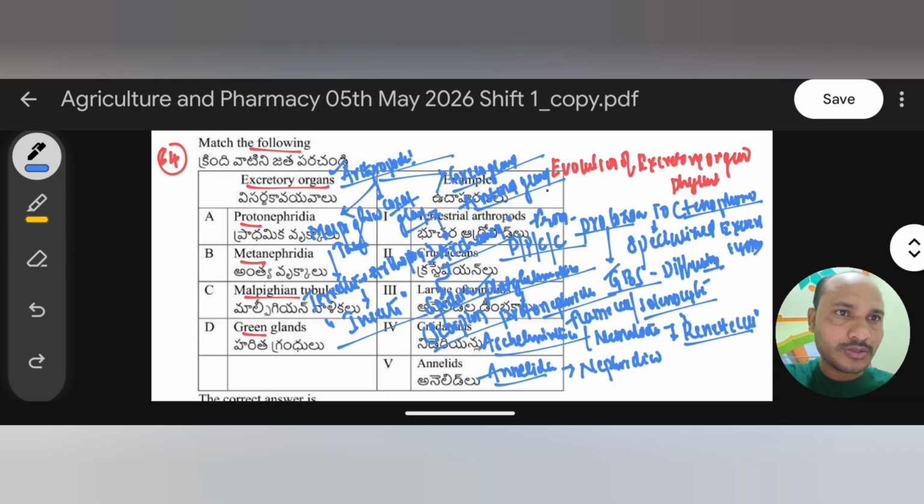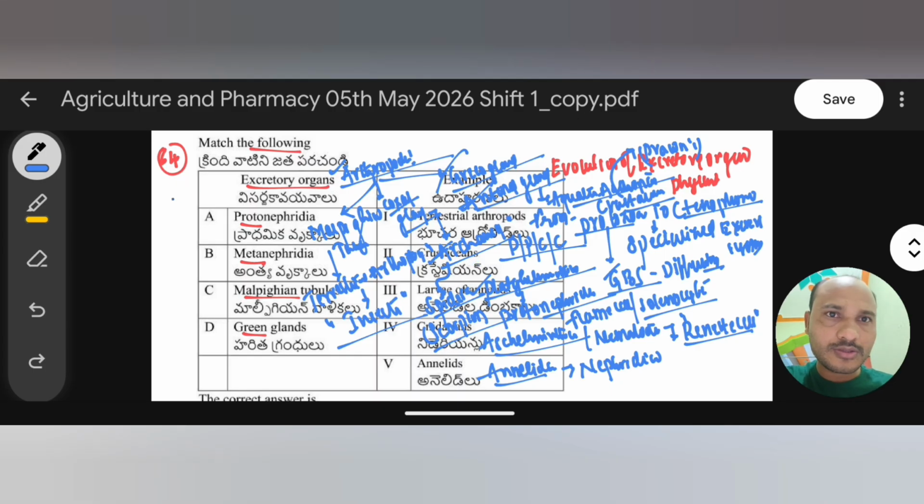Now coming to green glands or antennal glands, which are generally seen in aquatic arthropods. Aquatic arthropods include the very important class crustacea in phylum arthropoda. This crustacean class includes a very important organism like prawns. So prawns belong to class crustacea in phylum arthropoda, and they have green glands or antennal glands as the excretory organ. So these are the various glands seen in arthropoda.